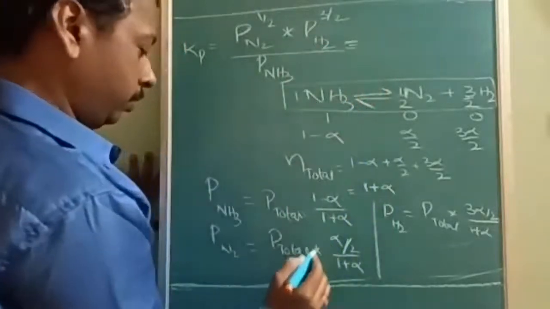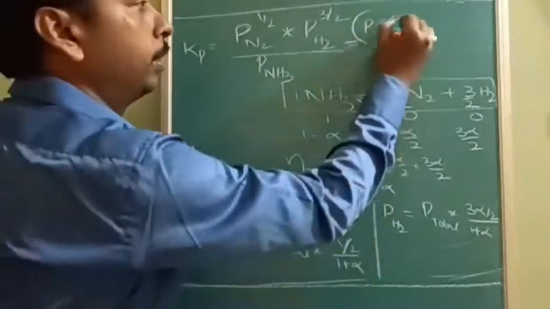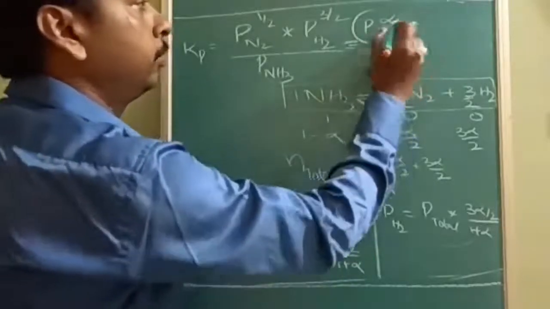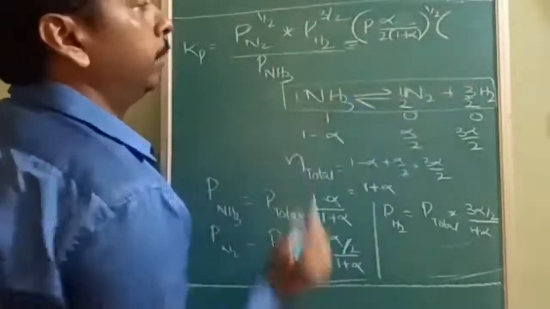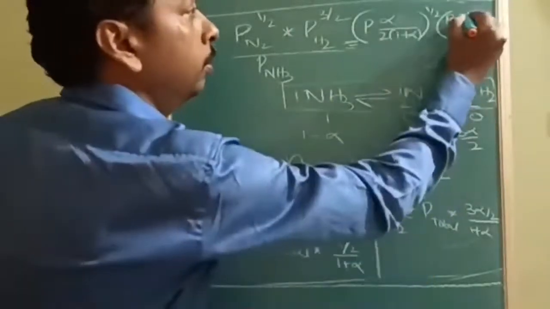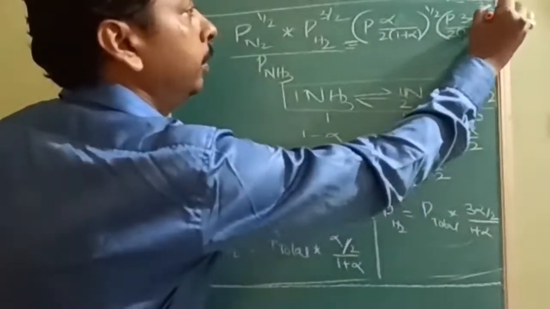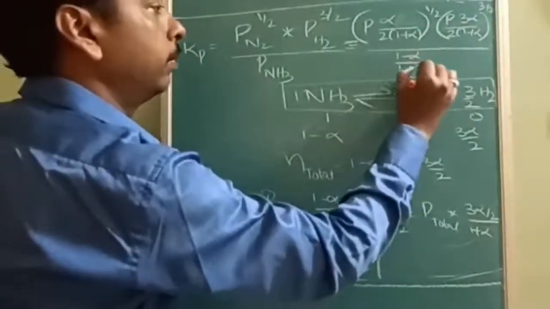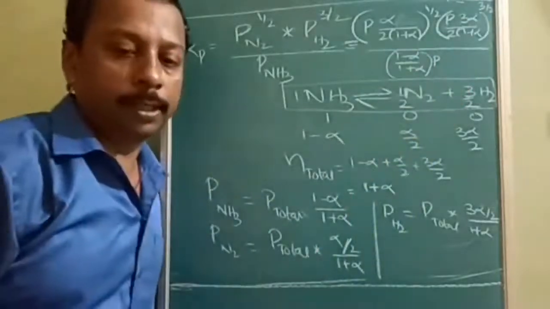P of N2 is equal to P into alpha by 2 divided by 1 plus alpha, to the power of 1 by 2. And PH2 to the power of 3 by 2 is how much? Same, P into 3 alpha by 2 divided by 1 plus alpha, to the power of 3 by 2. Whole divided by 1 minus alpha by 1 plus alpha into P. After simplification, you will get the final answer.